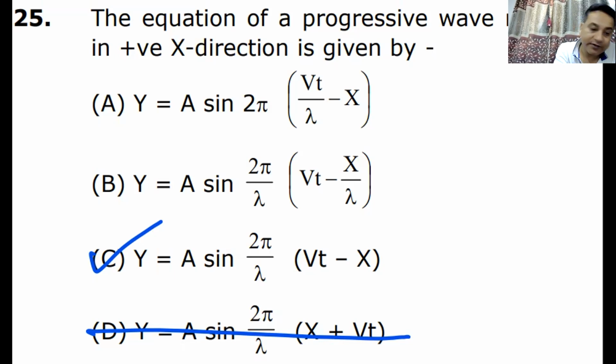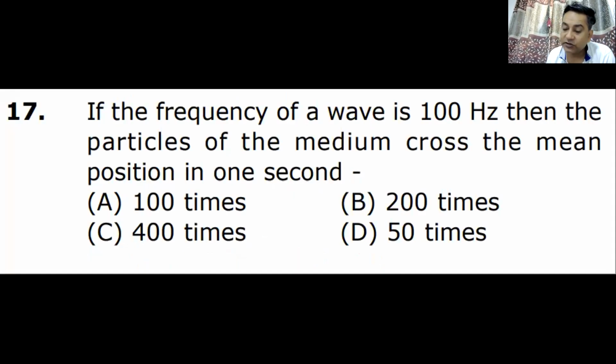This is the next one based on simple concept. If the frequency of a wave is 100 hertz, then the particle of the medium crosses the mean position how many times in 1 second? That is the question. And what is the answer? Whether they cross 100 times, 200, 400, or 50? How many times they will cross their mean position?